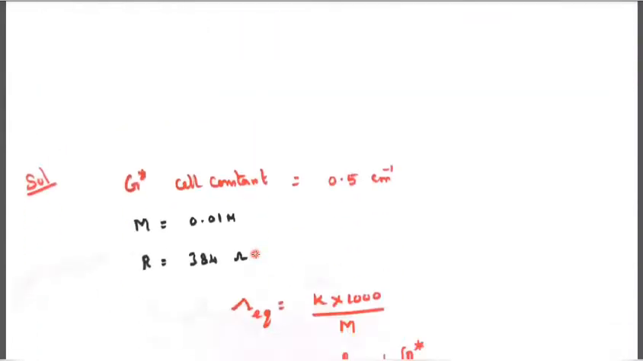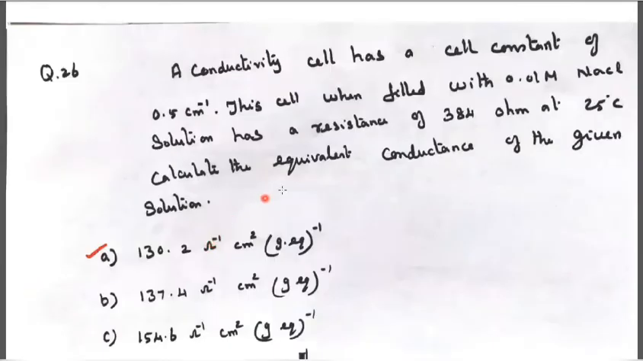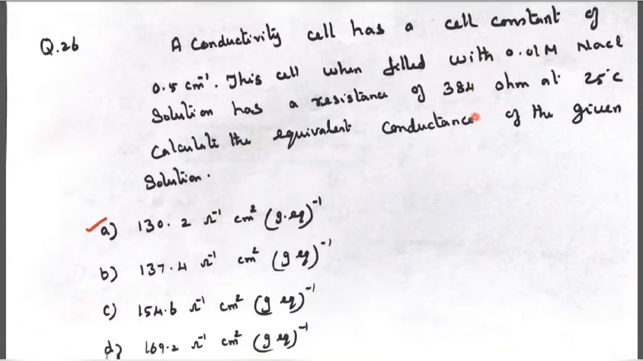So we know the formula: equivalent conductance is equal to kappa into 1000 divided by molarity. Kappa is the conductivity. The cell constant, G star, is given as 0.5 per centimeter, and the molarity they have given is 0.01. Resistance they have given as 384 ohms. So all these values are given in the question itself. They are asking you to find the equivalent conductance.